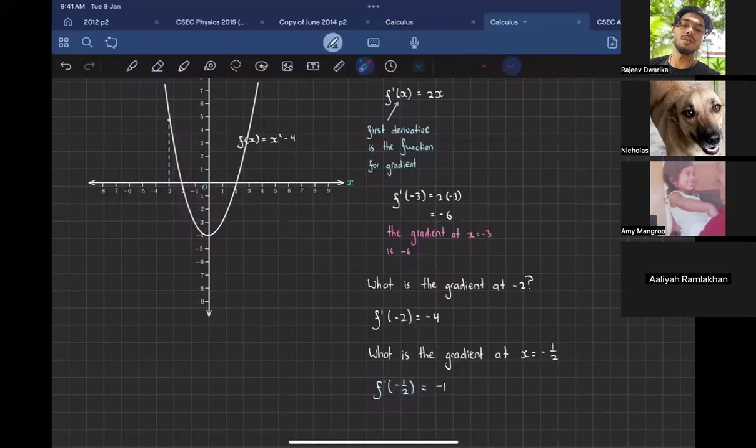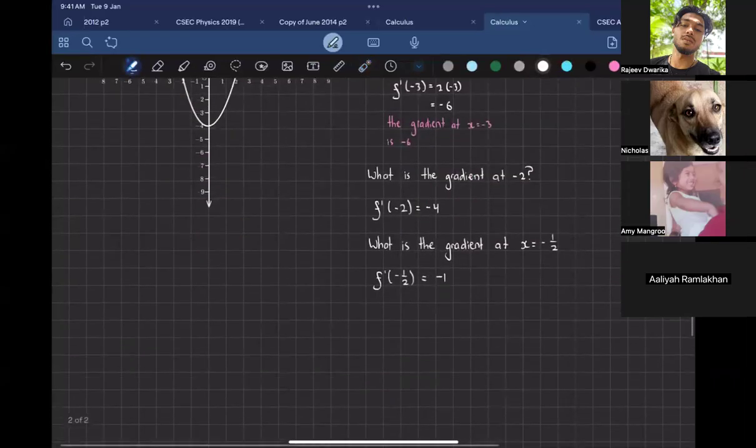And we notice about the gradient as we get closer and closer to x is equal to 0: minus 6, minus 4, minus 1. It's getting closer to what? What is the gradient getting closer to? 0. And that's because at the turning point, what's the gradient? 0. Yep. So f prime of 0 will just be 2 times 0, which is 0.